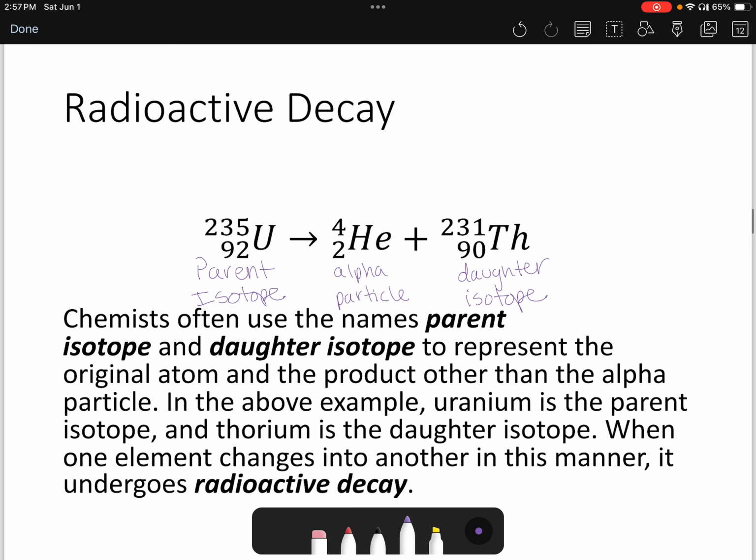So another term here that we're going to learn is radioactive decay. So when one element changes into another element through emission of a particle, it's called radioactive decay. So essentially uranium is decaying into thorium.